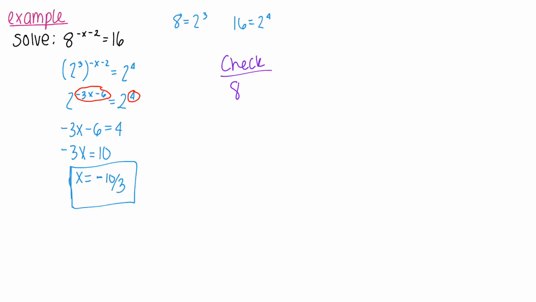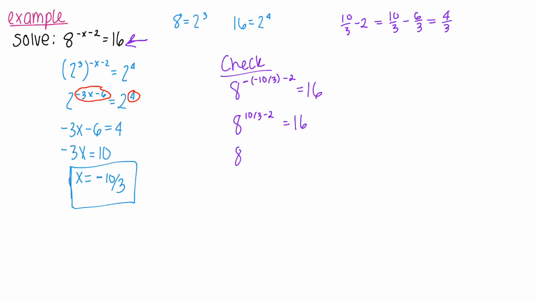So we have 8 raised to the negative 10/3 minus 2 equal to 16. So I'm going back to the original up here. So 8 raised to the, that would make it positive 10/3 minus 2 equal to 16. 10/3 minus 2 is the same thing as 10/3 minus 6/3. So that's 4/3. So 8 to the 4/3 is equal to 16. And you would rewrite this as the cubed root of 8 to the 4th equal to 16.